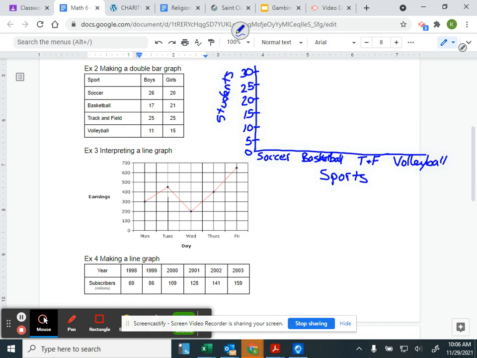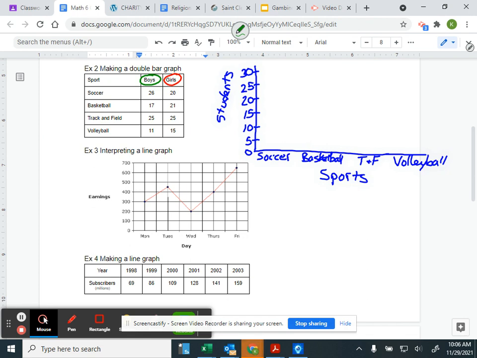Now, I see that there are boys and there are girls. So we're going to have two bars. One bar is going to represent the boys and one bar is going to represent the girls. When we do the double bar graphs, when they're both for soccer, those bars are going to touch. So I'm going to use the green for my boys and I'm going to use a red for my girls.